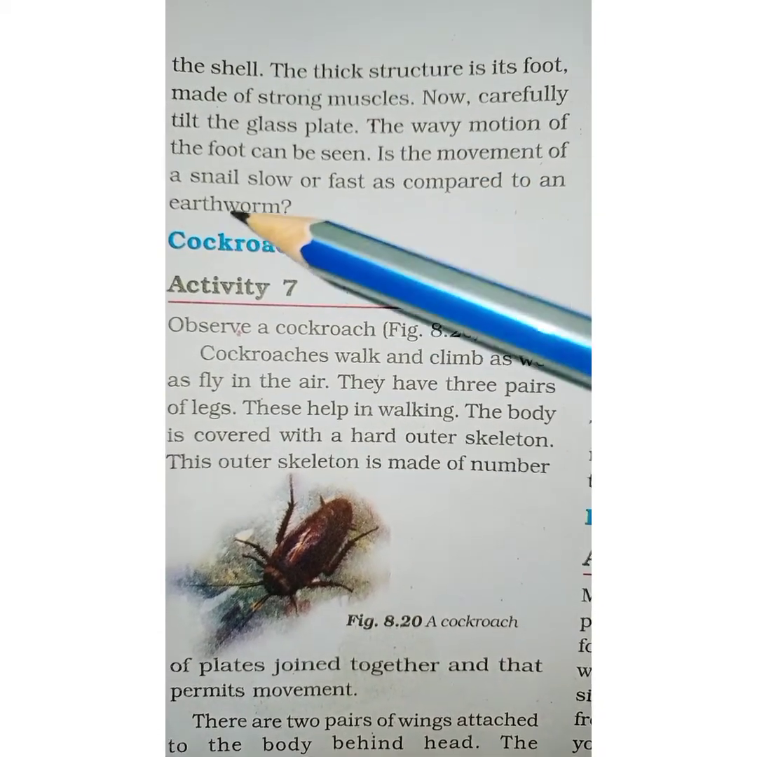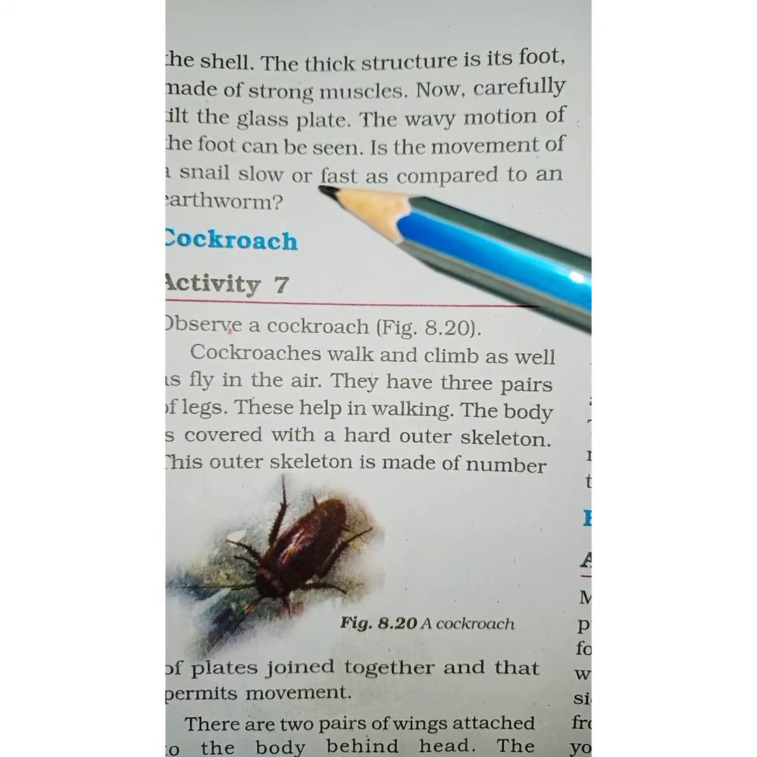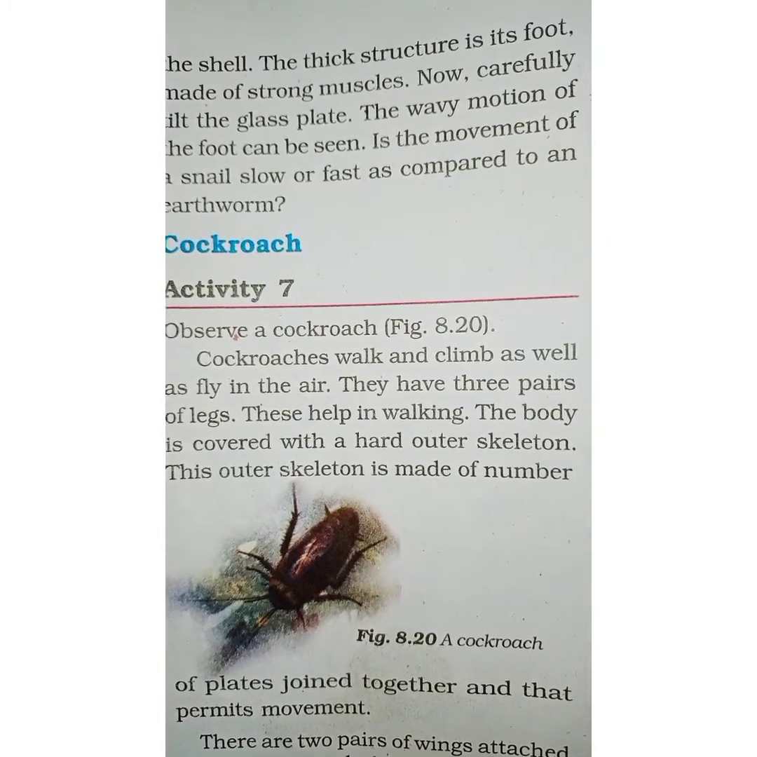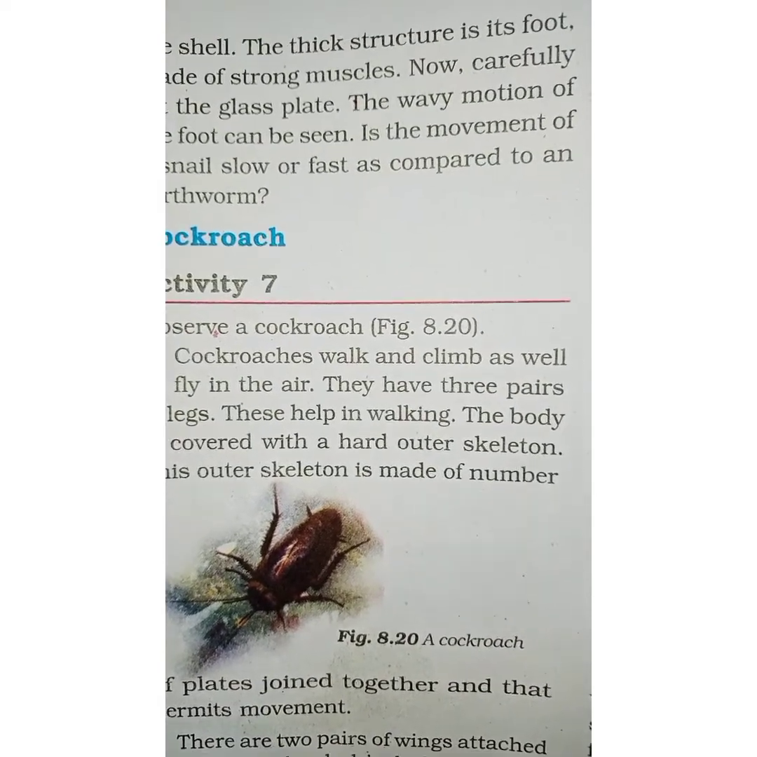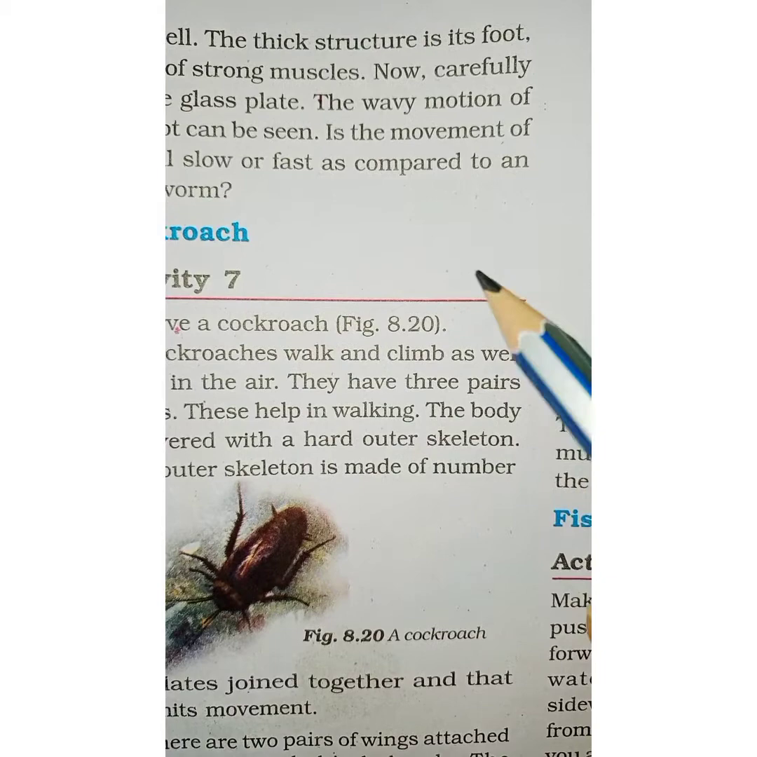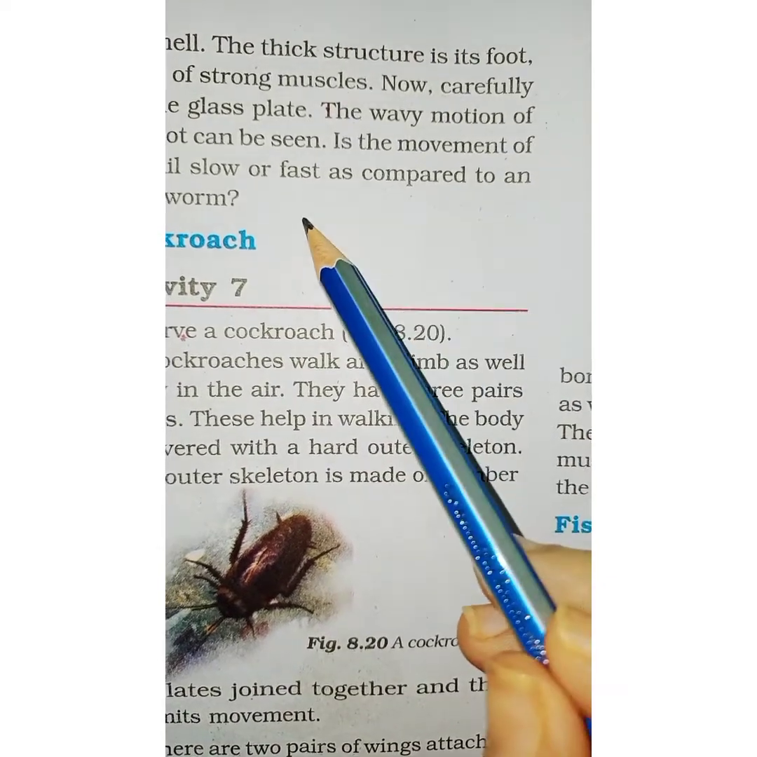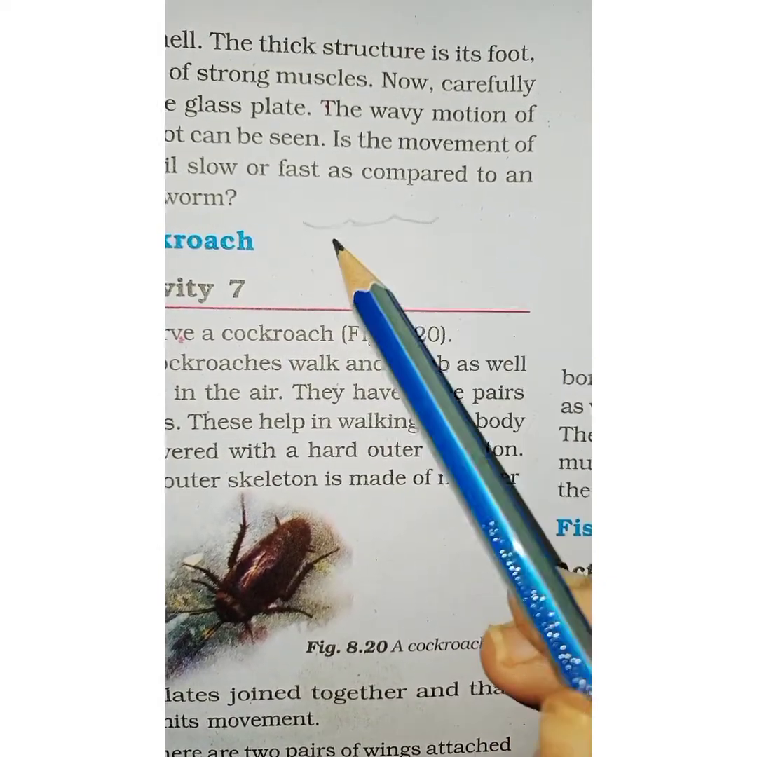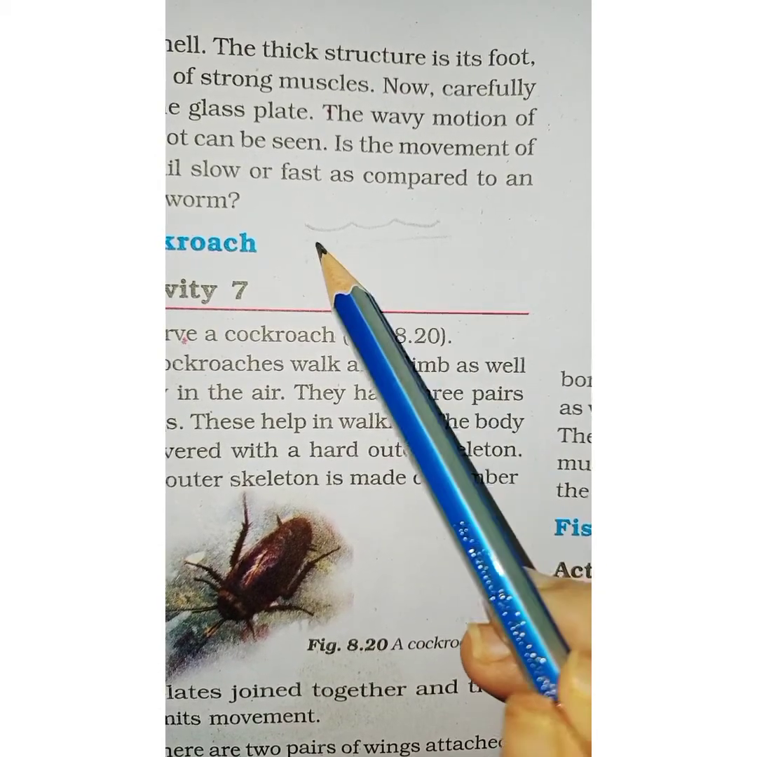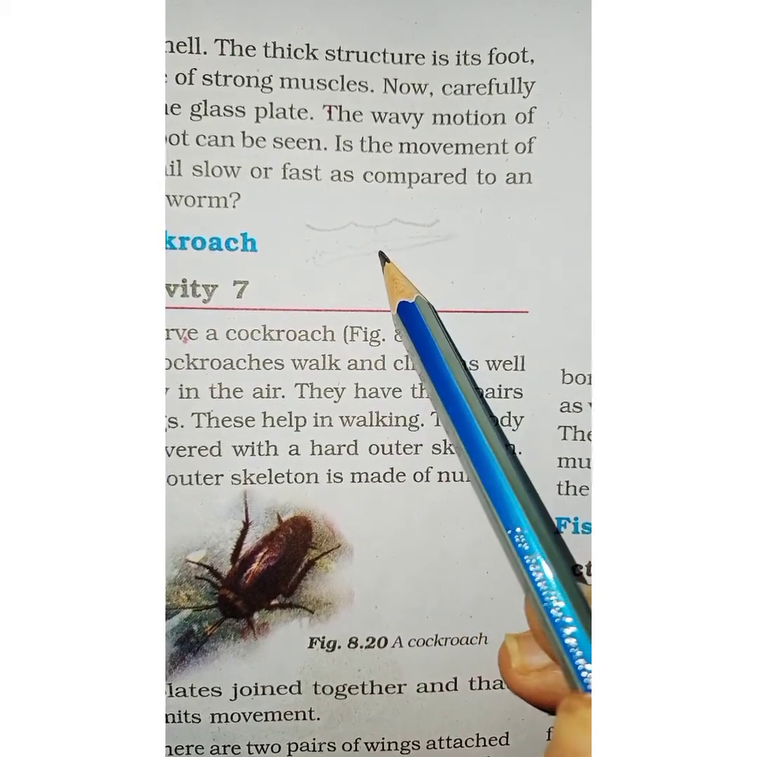In this movement of a snail, is the snail slow or fast as compared to an earthworm? So here, how can we see it? If we place it above our head, we can observe it through the glass plate. We will observe how the movement takes place in the snail. We can even compare the earthworm and the snail, how they are moving, and whether the movement is the same or not.